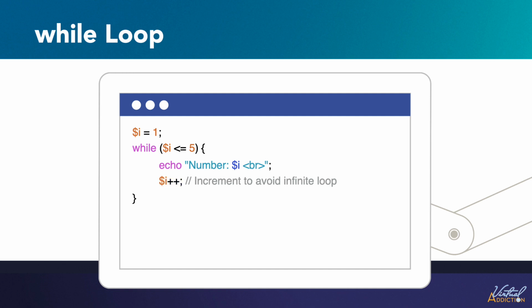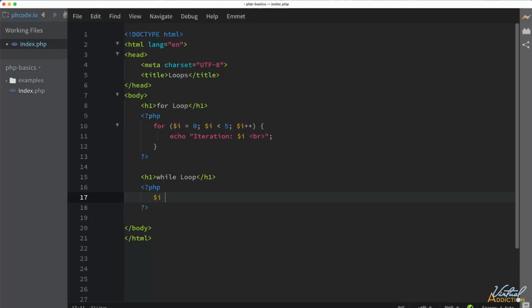Let's take a look at what this looks like in practice. The first thing we'll do is establish the value of I. We're going to begin by setting this to 0. Then we're going to type while, and then we'll specify our condition. So in the parentheses, we are going to say if I is less than 5, and then I'm going to open up my curly braces, and inside the curly braces, we're going to specify what it is that we want to happen.